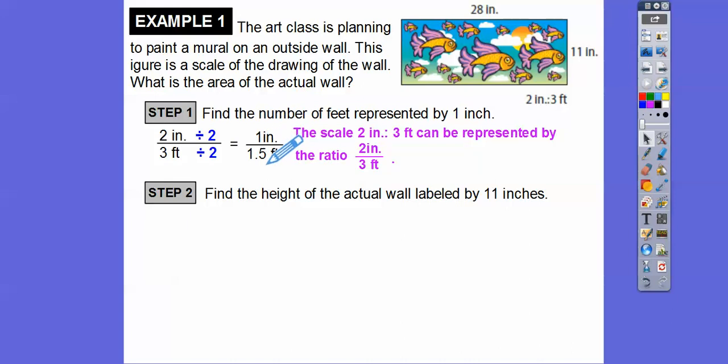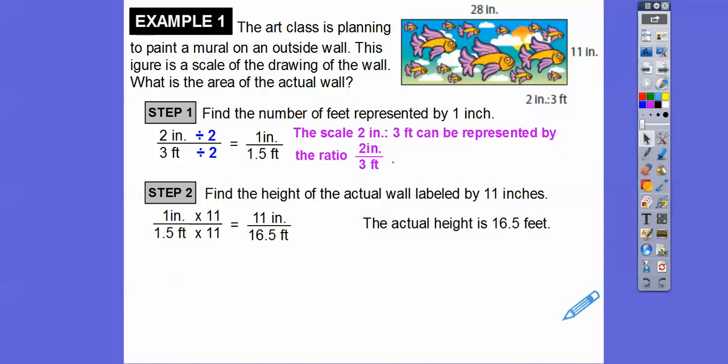We're going to make that equal to, since this is in inches, we're going to make 11 inches over blank feet, so we'll call it x feet. Okay, so that's what we'll do right there. So multiply that times 11, and we get 16.5 feet right there. So the actual height of the wall is 16.5 feet. We just multiplied it by 11.